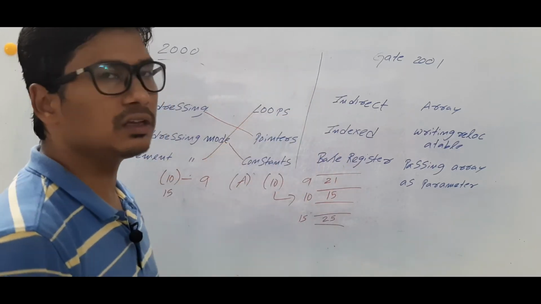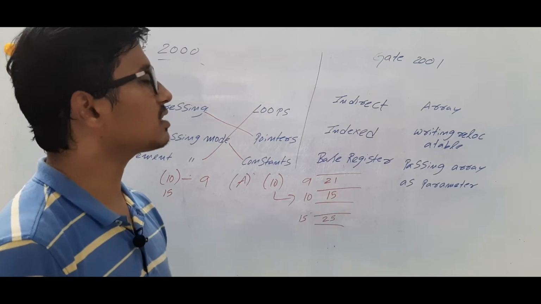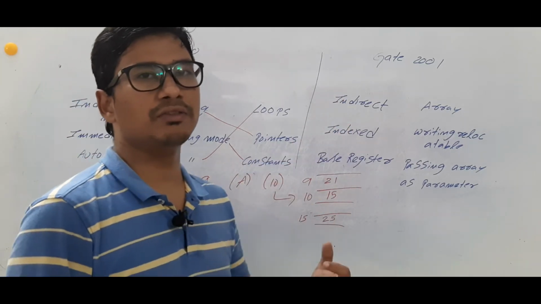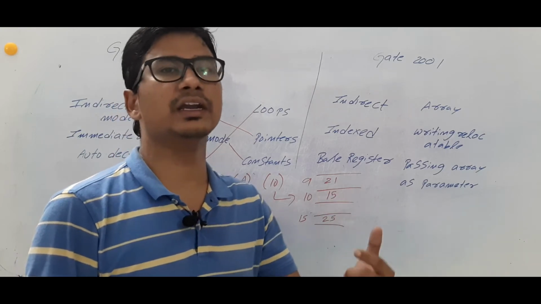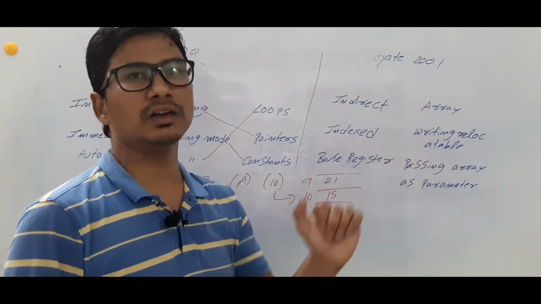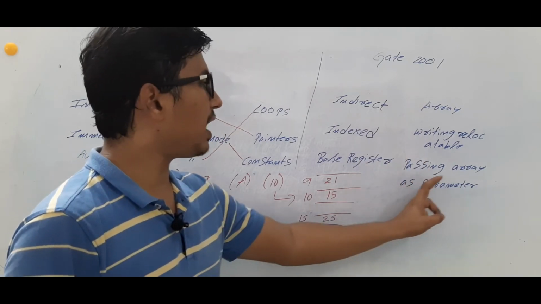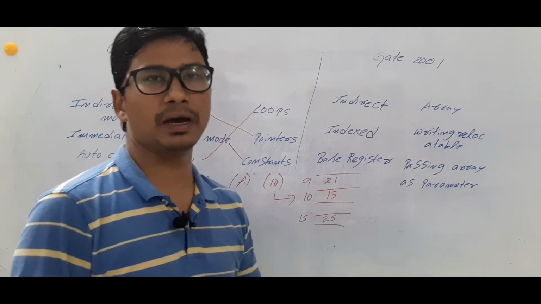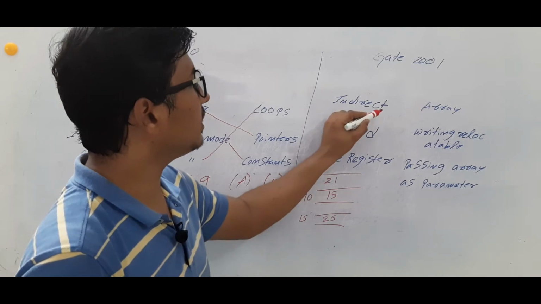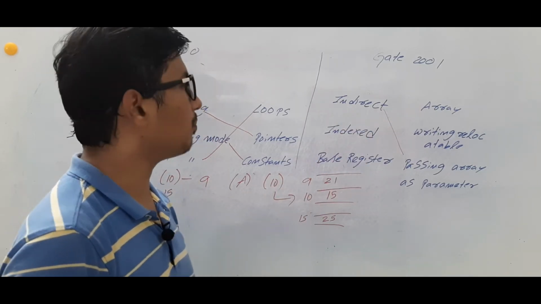Similarly, they have given three addressing modes and three concepts, and they are asking which is the appropriate one. Indirect addressing mode: somewhere the address should be given indirectly. If you see, array is not an address, we will not specify, and relocatable is not the correct one. Passing the array as a parameter: if you are passing the array as a parameter, you are specifying the address there. So indirect addressing mode will match with passing the array as a parameter appropriately.